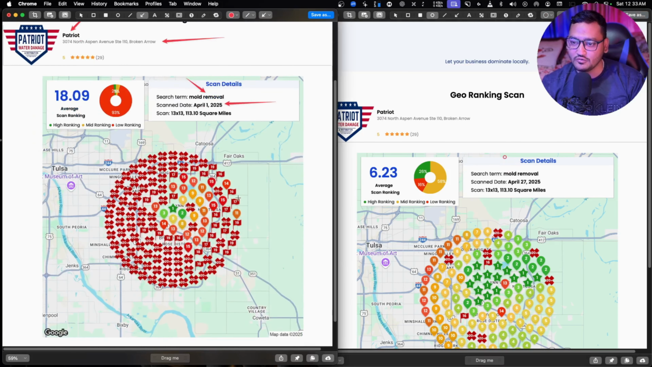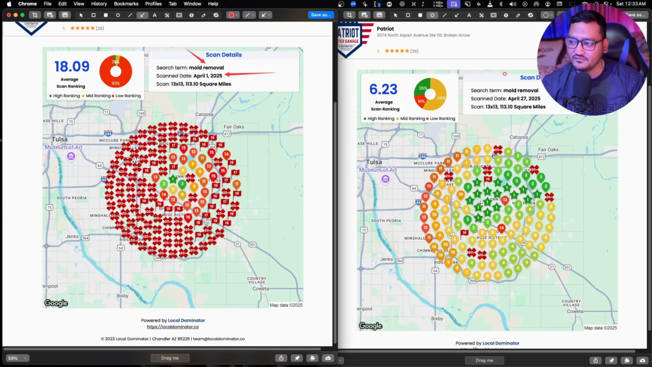Now if I show you the actual result, what we did in less than a month: when we started the campaign, this geogrid was generated so that we can track what we are doing and which strategy actually works for us. It's pretty solid, from almost 18 average ranking to around 6.23 in less than a month. So this is how we do the research before we start the campaign.